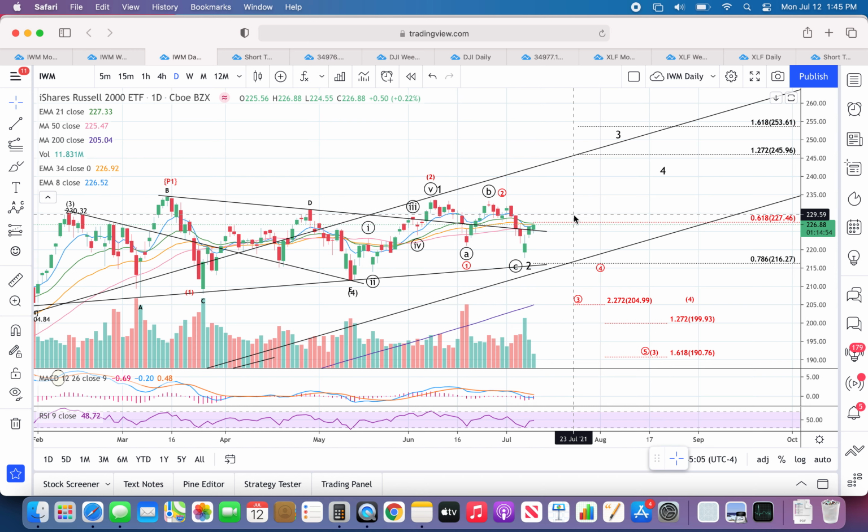But if you're a bear, and that's the way that your bias is leaning, you've got some really good risk-reward levels to trade against. That fib, and of course also the highs from early July, which is right in the 232 to 233 area.